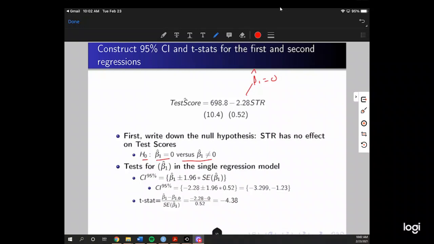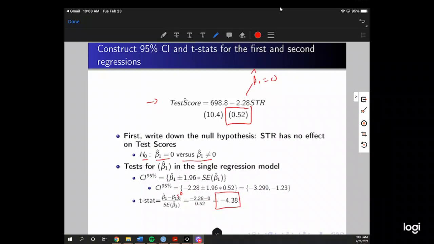So let's test beta hat 1 in the single regression model. This one we have presented on this slide. So first let's just do the t-stat real quick. We know that our t-stat is going to be beta 1 hat minus our null hypothesis. In this case it's equal to 0. So that's going to be negative 2.28, that's our beta 1 hat, minus 0 divided by the standard error, and we report the standard error in parentheses under the coefficient, so that's 0.52, and that gives us a t-stat of negative 0.43.